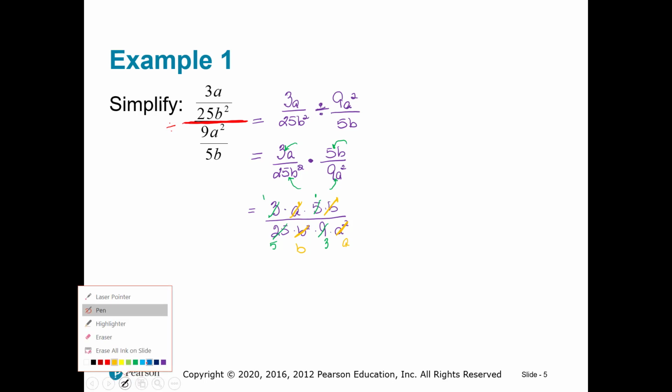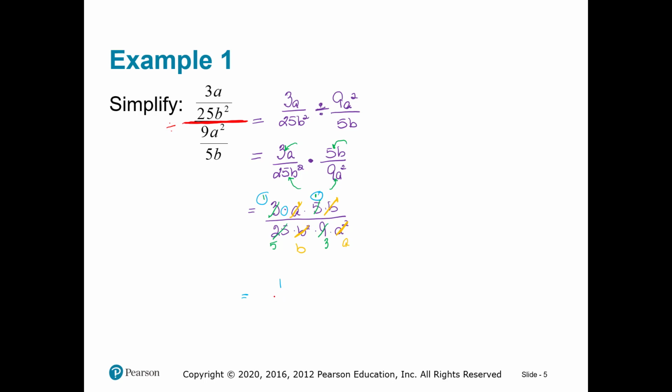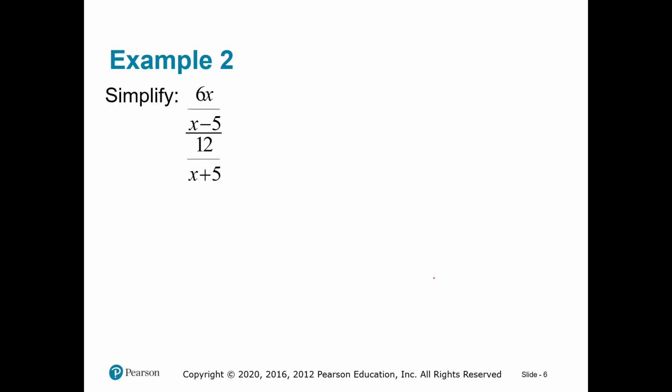So if I take a look at what remains, in the numerator, I'm just seeing a couple of ones, and so 1 times 1 would just be 1. And in the bottom, I'm seeing a 5 times a 3, which gives us 15. I'm seeing a b times an a, which gives us ab. So, looks like our answer is 1 over 15ab. How's that? Good? Cool. Let's look at the next example.